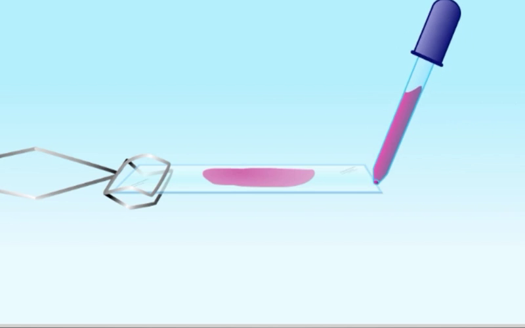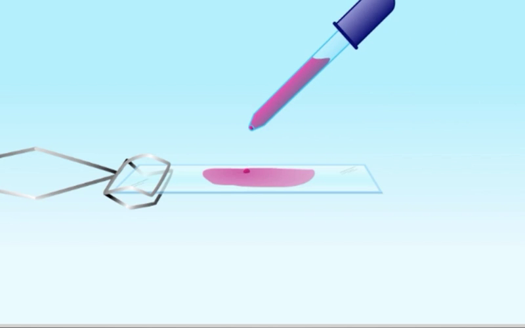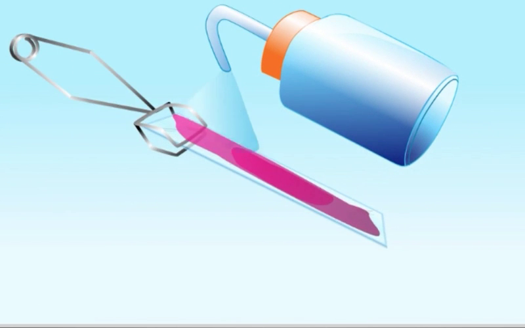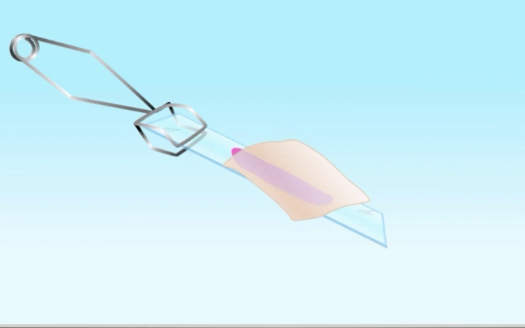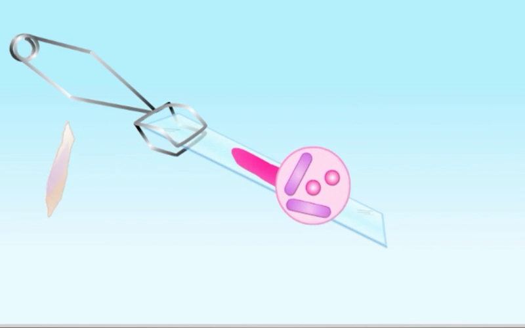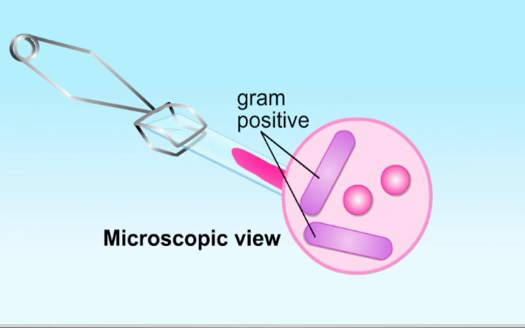Finally, the rinsed cells are covered with the counterstain safranin for 20 to 30 seconds. This stains the Gram-negative bacteria pink. After rinsing with water, the slide is dried with filter paper. When viewed microscopically, the Gram-positive bacteria are purple and the Gram-negative bacteria are pink.